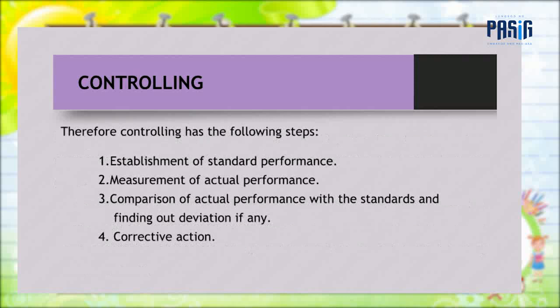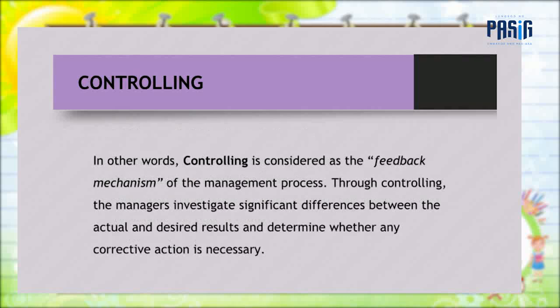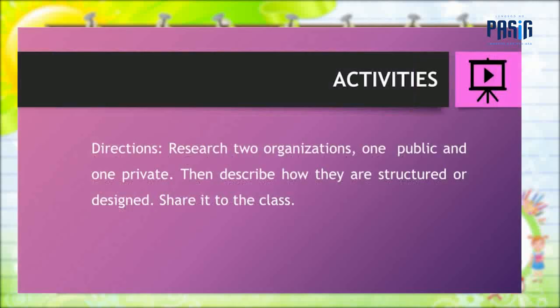1. Establishment of standard performance. 2. Measurement of actual performance. 3. Comparison of actual performance with the standards and finding out deviation, if any. 4. Corrective action. In other words, controlling is considered as the feedback mechanism of the management process. Through controlling, the managers investigate significant differences between the actual and desired results and determine whether any corrective action is necessary. We're done discussing the lesson.